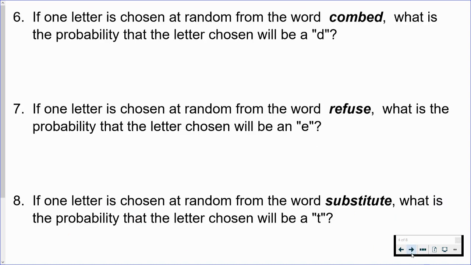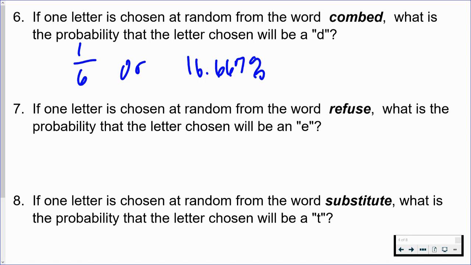All right, let's see what else. If one letter is chosen at random from the word combed, what is the probability that the letter chosen will be a D? Okay, well, this is just a simple, let's look at the letters. How many letters do we have? 1, 2, 3, 4, 5, 6. There's 6 letters in total in this word. Okay, how many of those are a D? That would be just 1. So 1 out of 6 would be the probability. We could also get that as a percentage. So that would be, if we divide and then move the decimal over, 16.667%. Okay, so a little over 16% chance that we're going to get D.